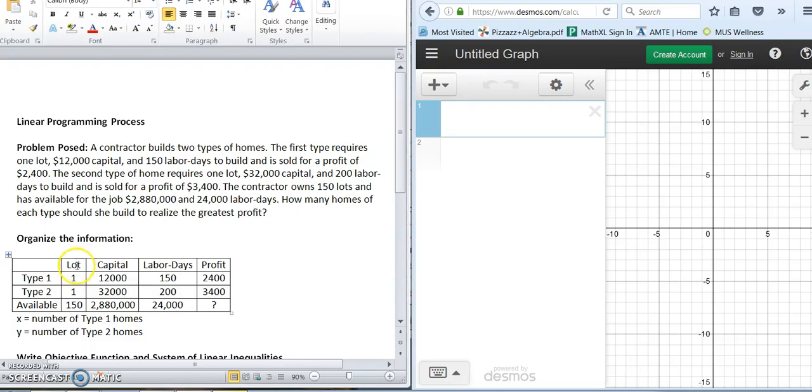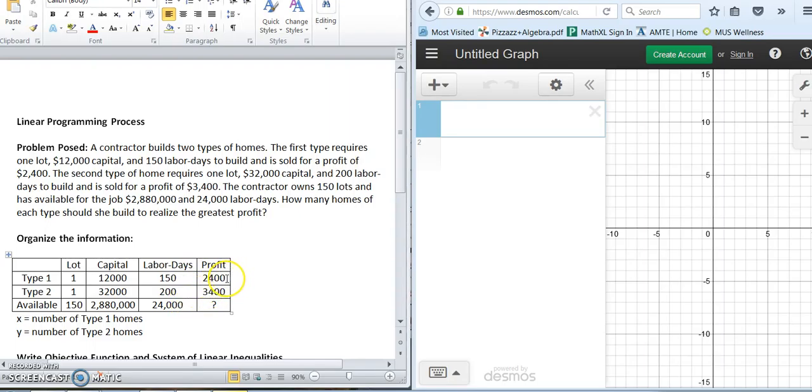Vertically, my second column says lot, and each type 1 home requires one lot to build a house on, and there are 150 lots totally available. Capital. I wrote down how much it would cost for each house to be built and the amount of money available by the contractor to build these homes. Labor days were then put in, and I created a column at the end for profit.